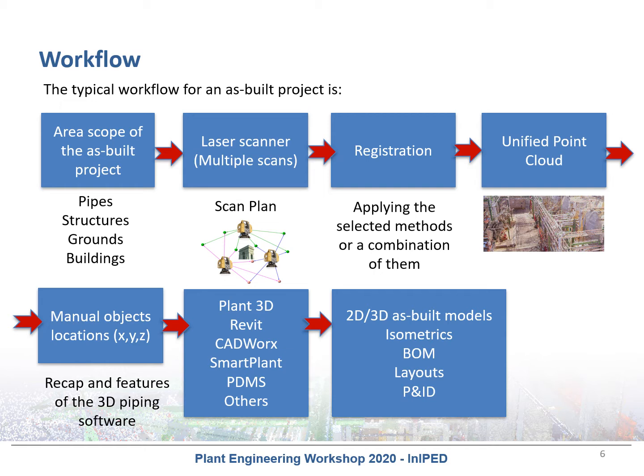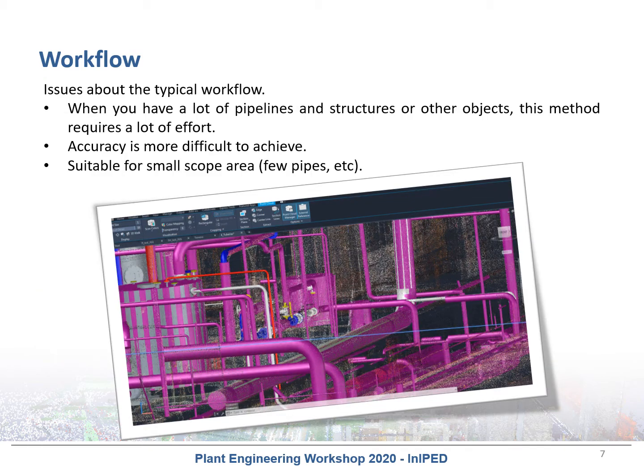By using the features that you have available in the 3D piping software, you have to do the manual extraction and location of the pipelines and structures. In this picture, I show you an example in Plant 3D. For the manual extraction of the pipelines, I use the centerline feature. For the pipe supports and structure locations, I define different slice planes.